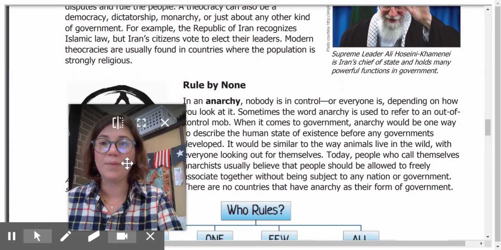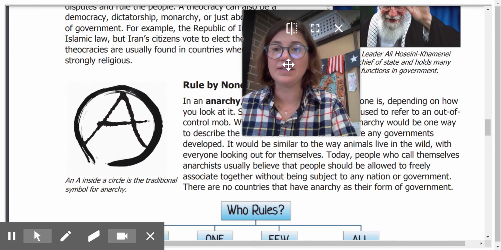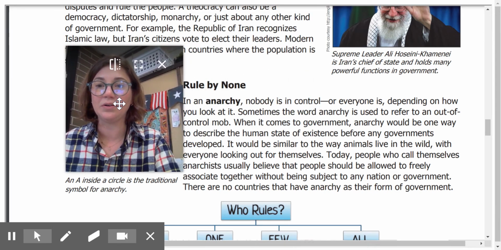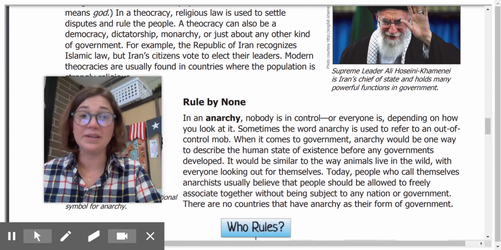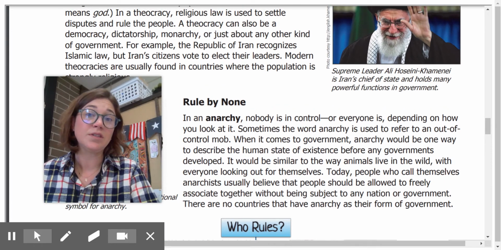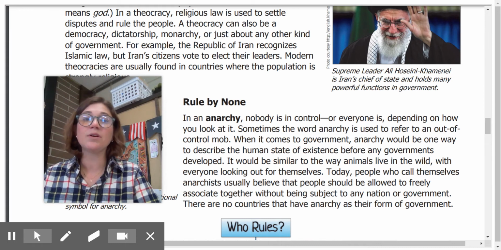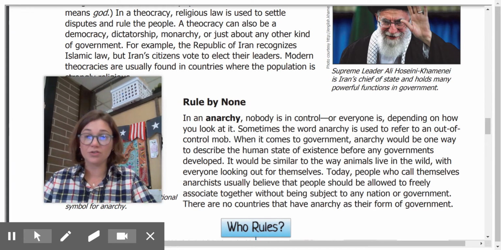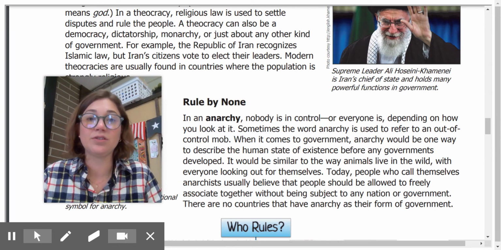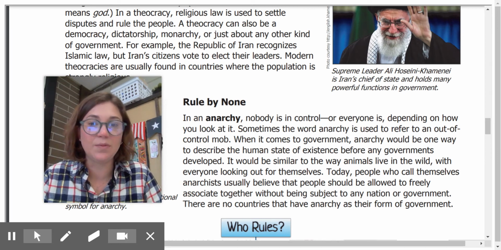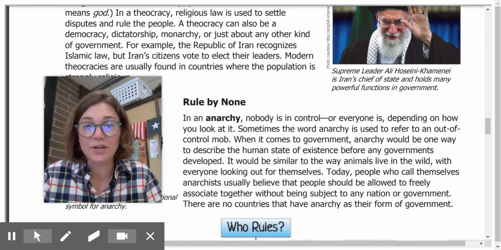Then we get rule by none. Remember, this is actually a symbol that we looked at a little before, the A inside a circle. In an anarchy, nobody is in control, or everyone is, depending on how you look at it. Sometimes the word anarchy is used to refer to an out-of-control mob. When it comes to government, anarchy would be one way to describe the human state of existence before any governments developed, right, or the state of nature.